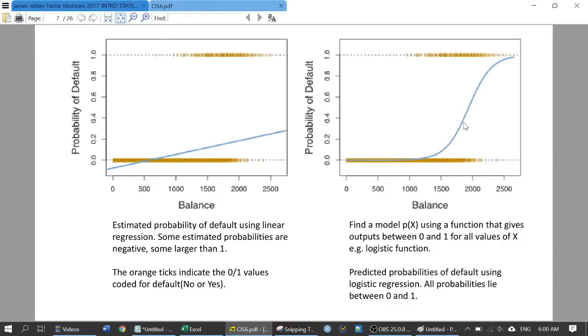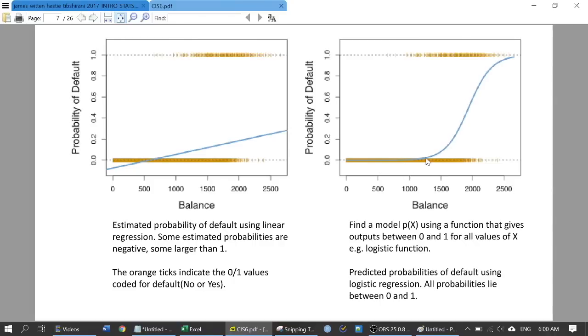Now we would like to look at the logistic regression. Now this is better, because using the logit function, it will always give us a probability between 0 and a maximum of 1. So there's no negative probability, there's no probability above 1. And we can see that it captures the data quite well.